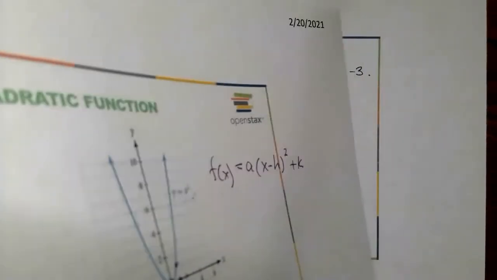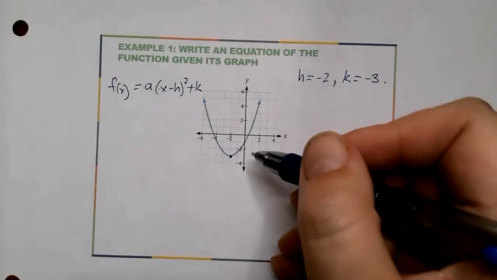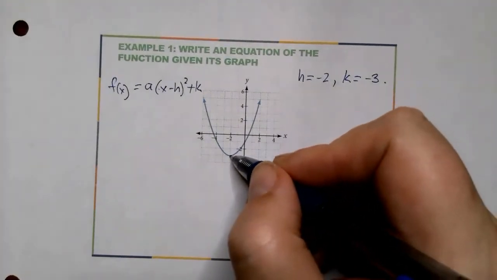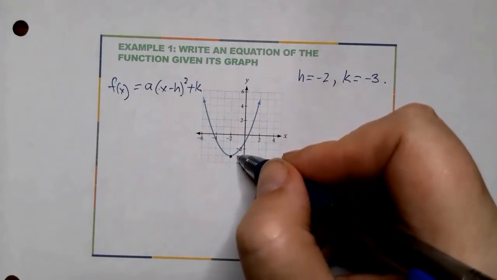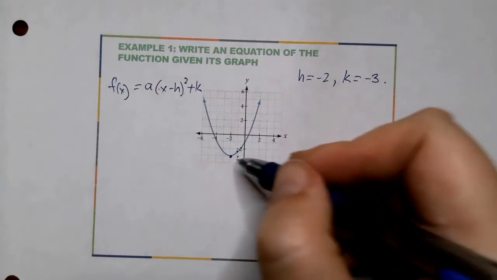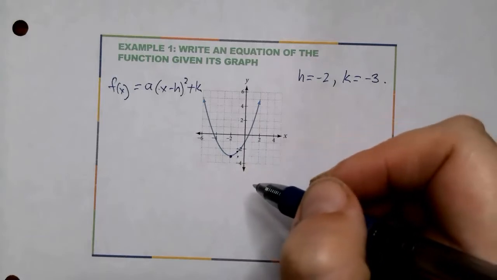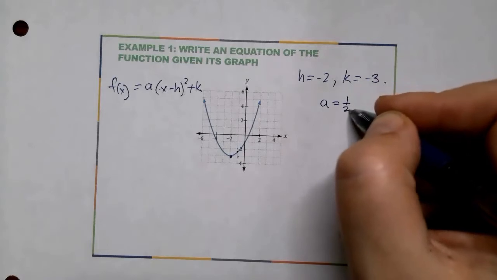Now, for this one, if you look at it closely, it's not 1 out, 1 up. It's 1 out and about 0.5, or 1/2, up. So by eyeballing, I would say that a is 1/2.